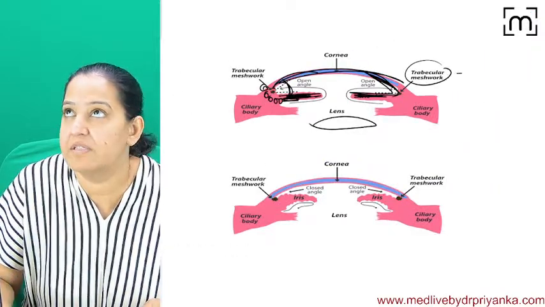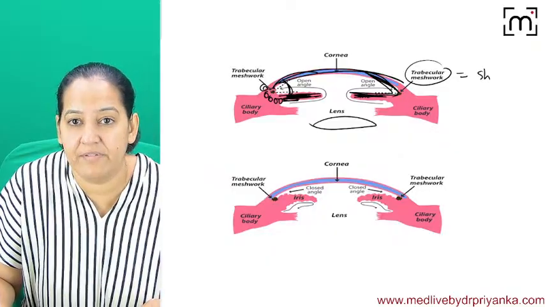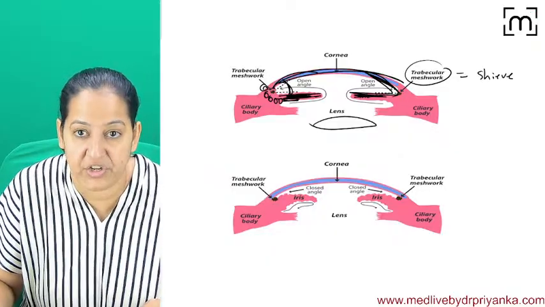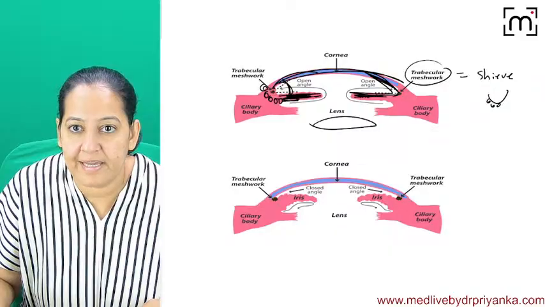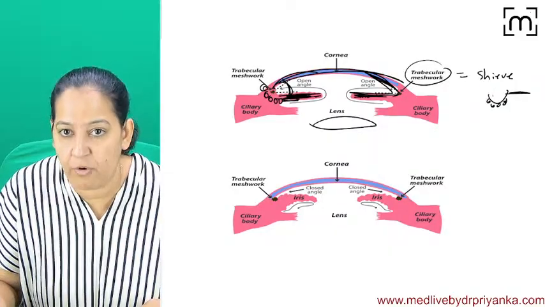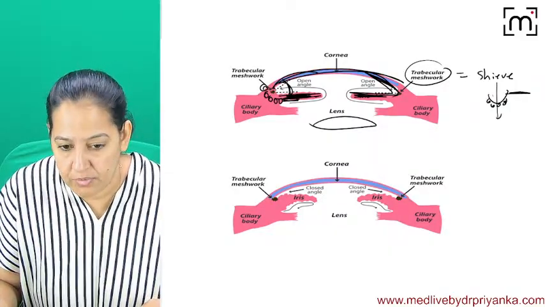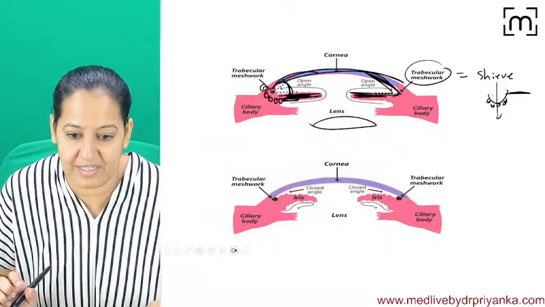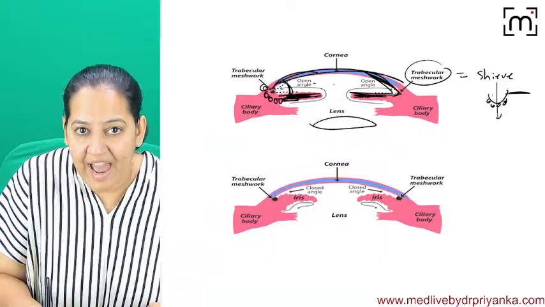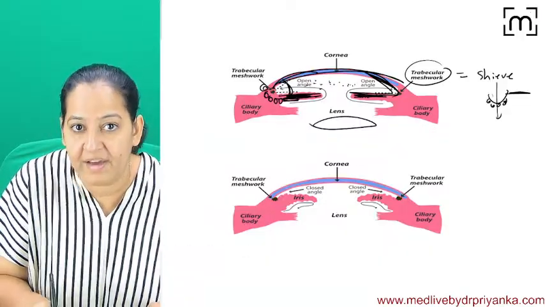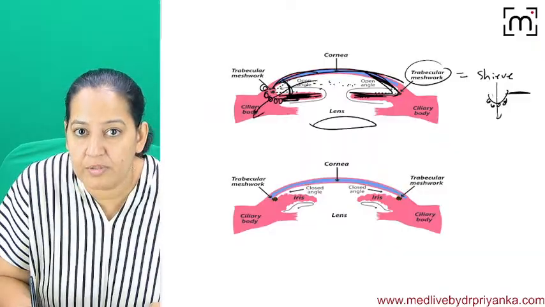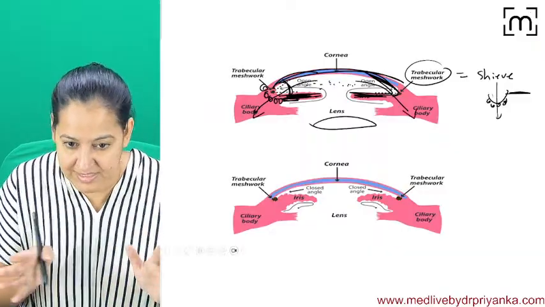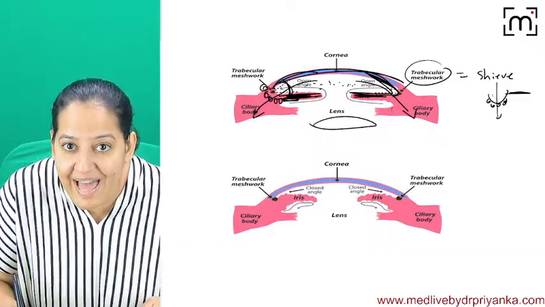Trabecular meshwork, in simple language, is a sieve. In Hindi, we say channi. The sieve used to strain tea, right? It's like a sieve. Whatever you pass through it, the liquids can pass out of that. So whatever aqueous humor is synthesized over here gets drained into the ciliary blood vessels via the sieve. Trabecular meshwork is present in this angle.